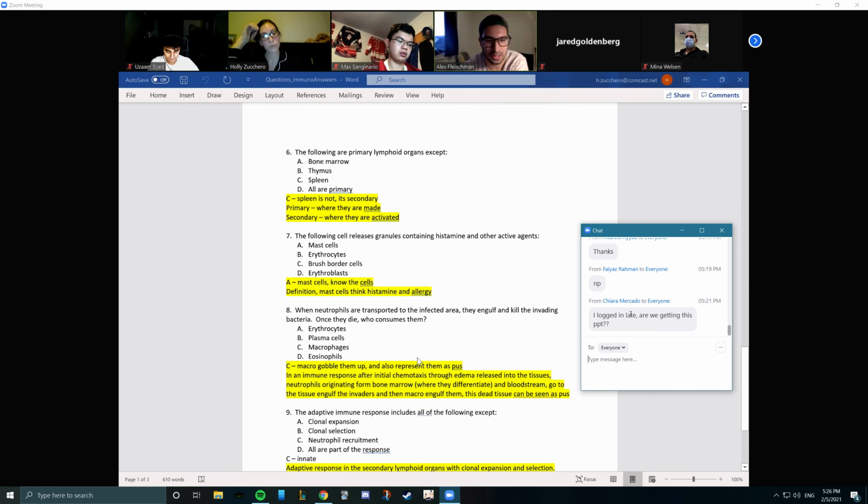Neutrophils, important to know about pus. So what happens is when you have an invader, neutrophils go in. When neutrophils die off, who engulfs them? Macrophages. What do they appear like to the human eye? Pus. Just a common fact, going to pop up.